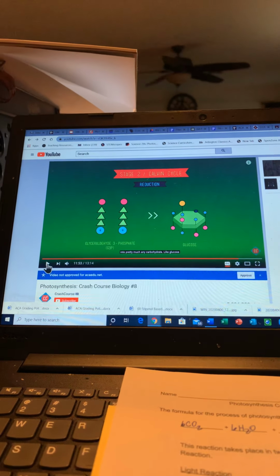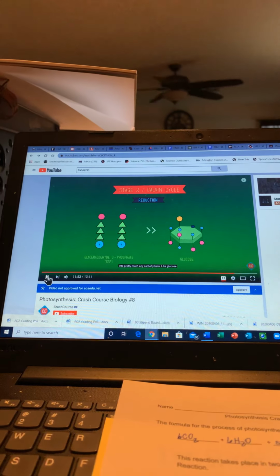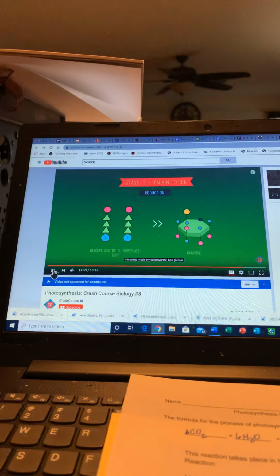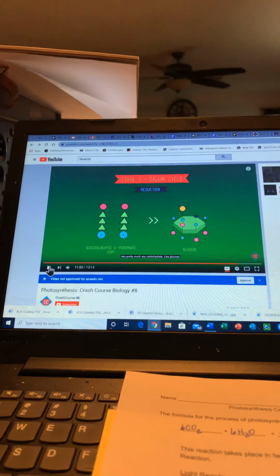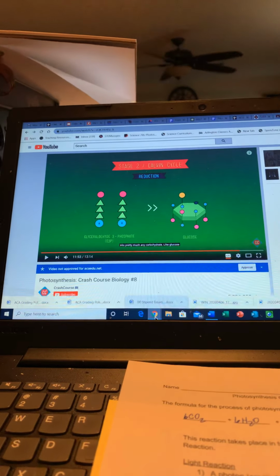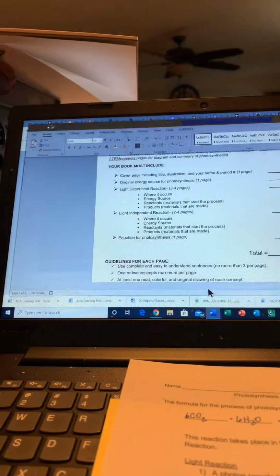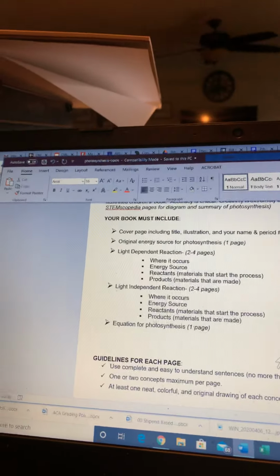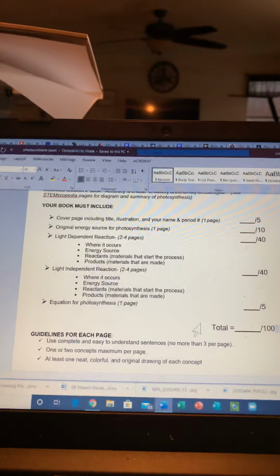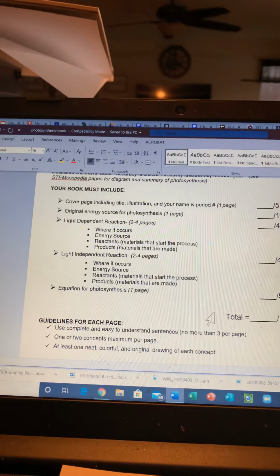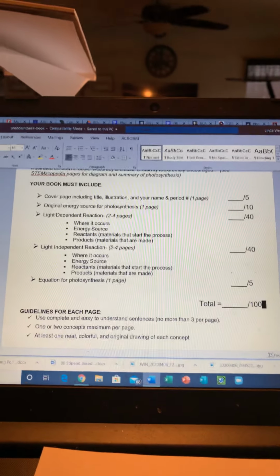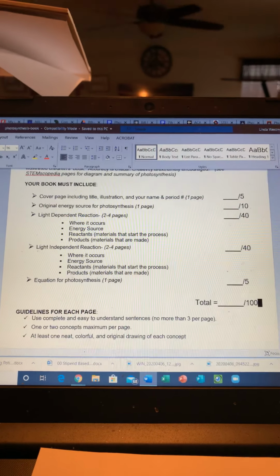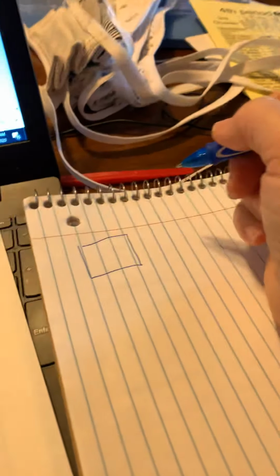Okay, so we'll go ahead and stop the video there, because it's pretty much the basis of what he needs to tell you. Now, we need to go to our rubric and see, what do I do with this information? How do I turn this into a storybook that you've asked me to make? The best way to do that is to look at what the requirements are and then lay out a plan for your storybook. Well, it tells me I need a cover page including title, illustration, and your name and period. Okay, so let's go ahead and make a plan.